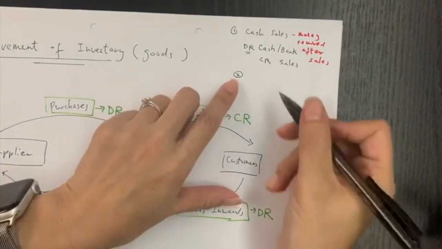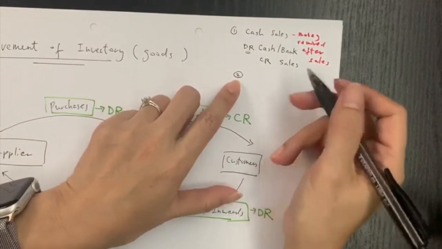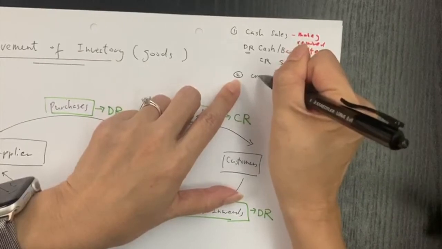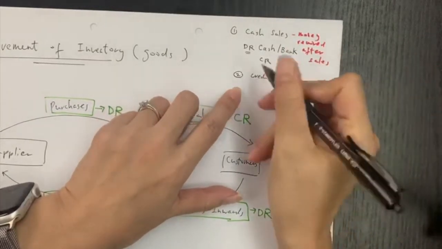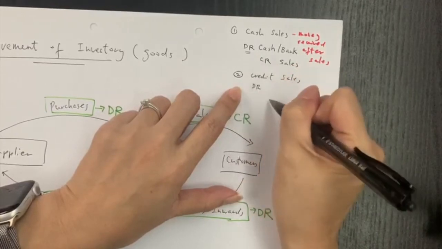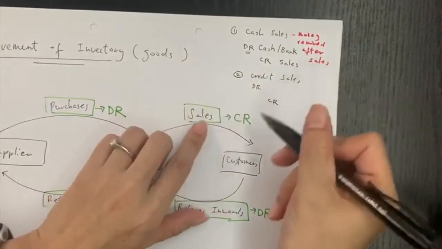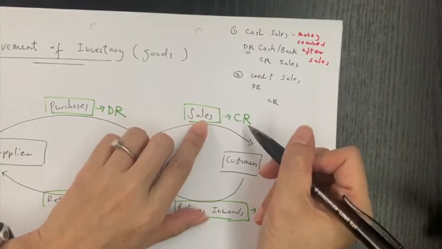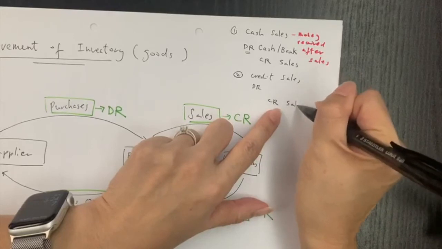Okay, but however, sometimes we don't receive money. We receive money later, so we call that credit sales. Okay, and now here is the double entry. Sales is always a credit item because it is always a good thing to the owner. So I fix sales on the credit side.